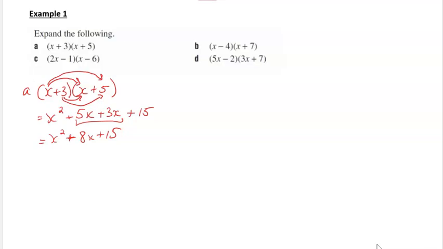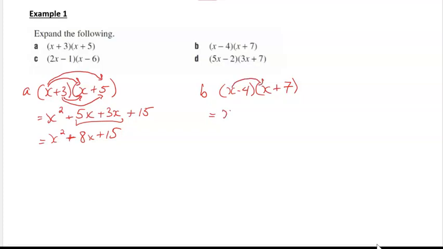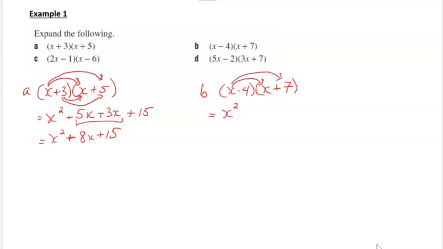We'll go over here to B. B is going to be x minus 4, or x plus negative 4, times x plus 7. So we've got to be real careful that we keep the sign with that term. So the first thing we're going to do is the first in each set, which is x times x, which is x squared. And then after that, we've got x times 7. So we're going to add 7x here.